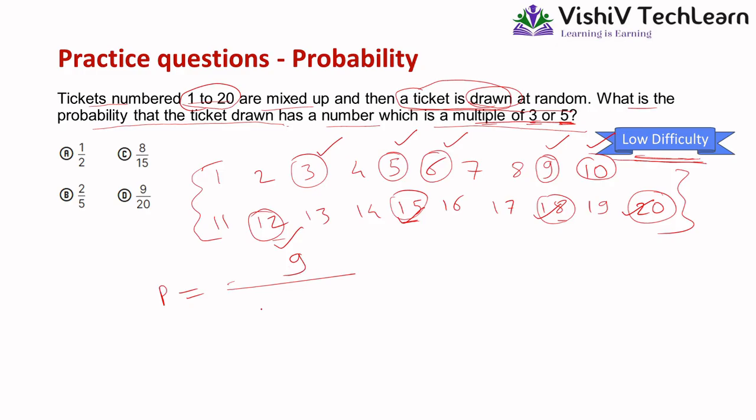So the numerator can be 9, and total possible outcomes can be, whenever we draw a ticket, it can be 1, it can be 13, it can be 6, it can be 17, it can be anything. From 1 to 20 it can be anything. So total possible outcomes would be 20. And this answer 9 by 20 is correct, which is option D. I hope you understood this. Let's go to the next question.